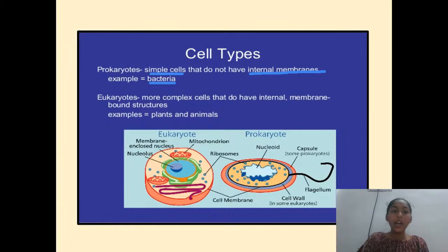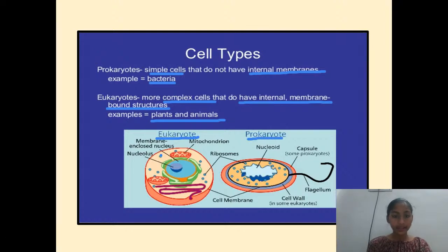Example, bacteria. Eukaryotic cells are more complex cells that do have internal membrane-bound structures. Examples are plants and animals. You can see here the diagrams of eukaryotic and prokaryotic cells. You can find a nucleus in a eukaryotic cell and no nucleus in a prokaryotic cell. You can find mitochondria in a eukaryotic cell and no mitochondria in a prokaryotic cell.